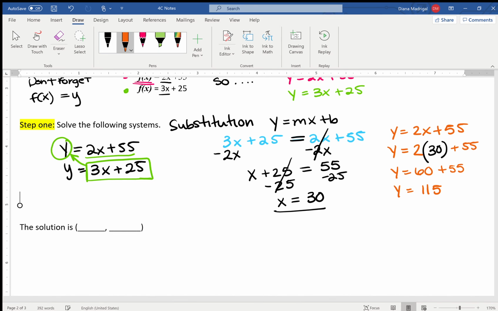Okay, and look what I wrote right here. The solution is, remember, don't forget we have to put it in a coordinate point. X value comes first and then y. So my answer for this is going to be 30, comma, 115. That's my solution for this problem.